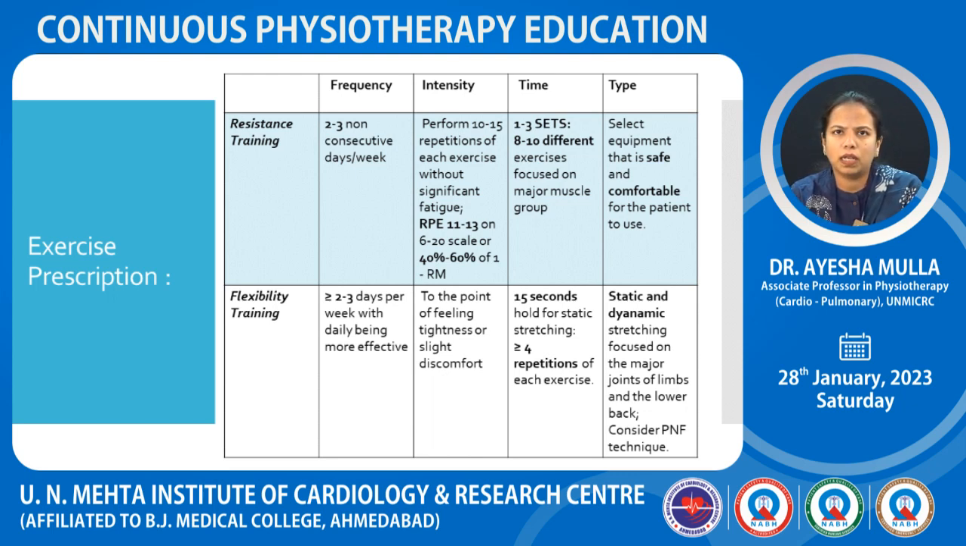So resistance training, again I'll repeat it here, 2 to 3 non-consecutive days per week we have to take. Intensity should be 40 to 60% of 1 RM. So we have to check first what is 1 RM, and 40% or 30% of that we have to start with, and we have to take major muscle groups and prescribe exercise such that the patient won't feel fatigue. Flexibility exercise also is prescribed 2 to 3 days per week, to the point that the patient feels tightness or slight discomfort.